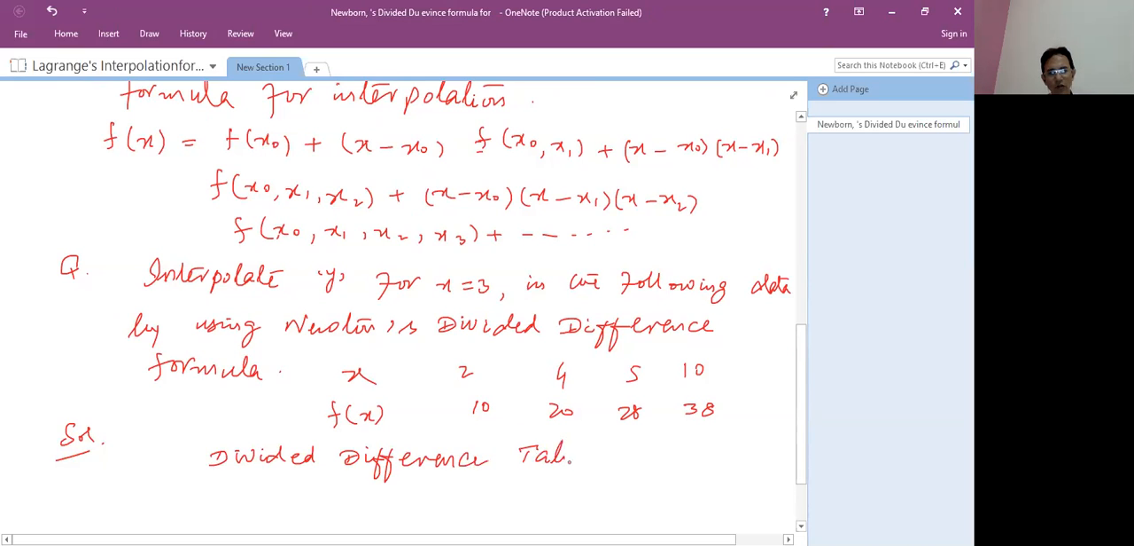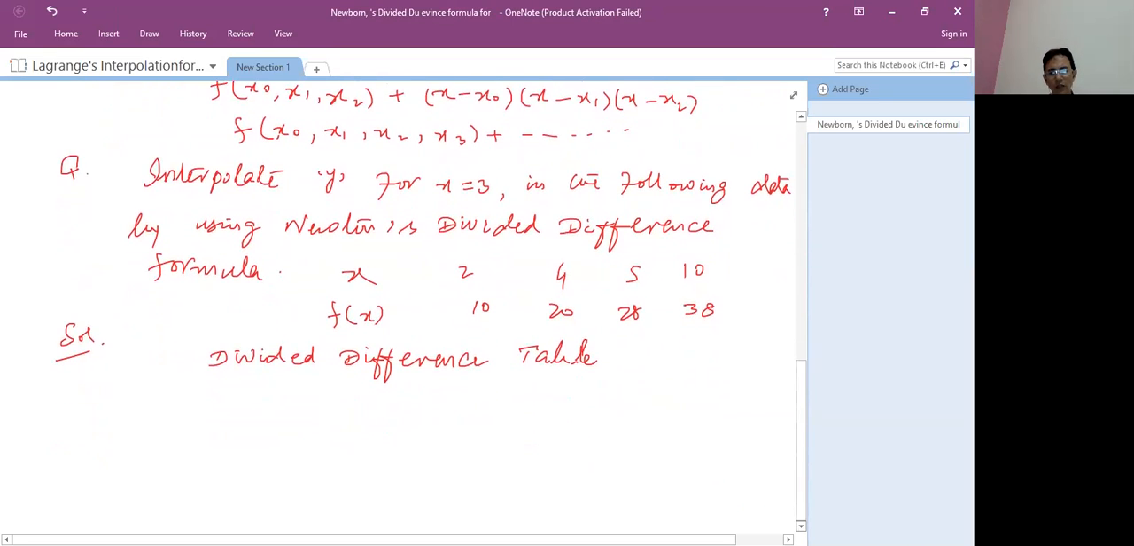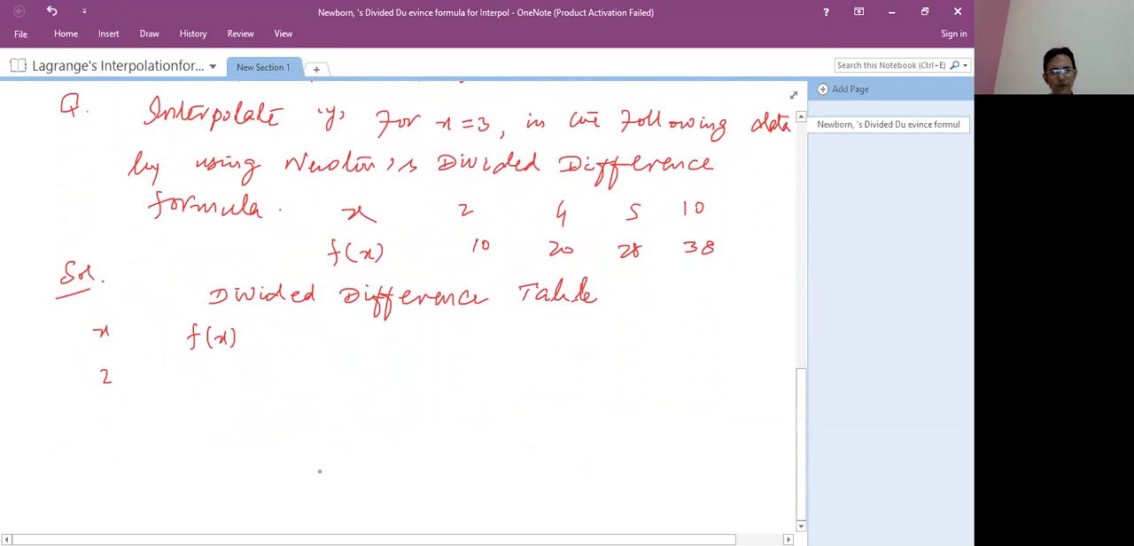Newton's divided difference formula is based on the divided difference table of the arguments and the entries. So first, these are the arguments x, and f of x are called entries. First we write here the values of x and y: 2, 4, 5, 10, and f of x is, student, 10, 20, 28, 38.